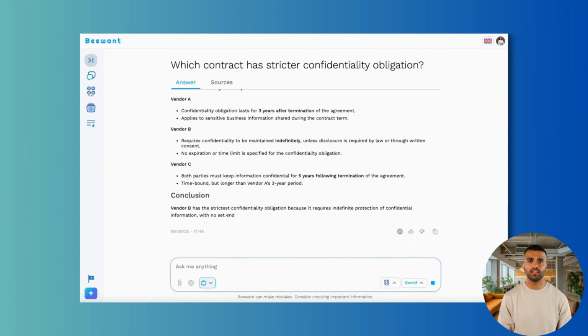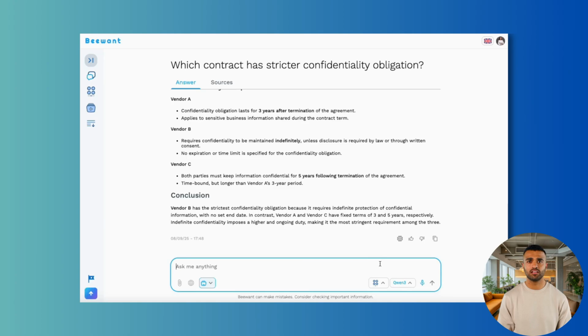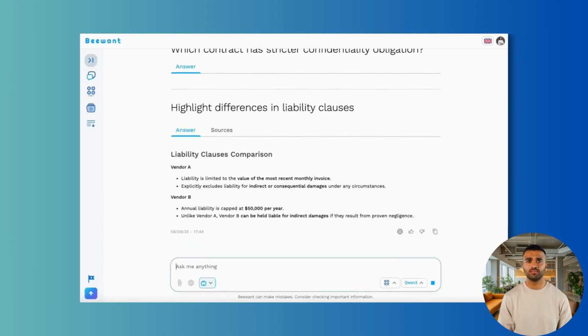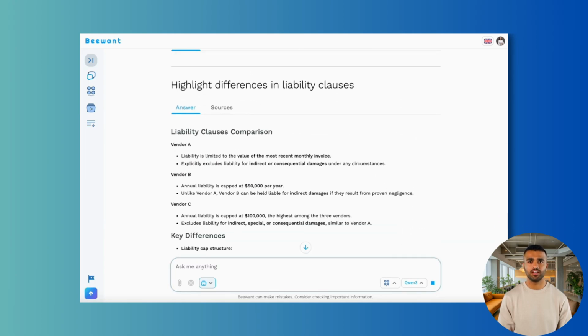Of course, liability is always a make-or-break clause. So I asked, highlight differences in liability clauses. Vendor A capped liability at the contract value, Vendor B had broader uncapped terms, and Vendor C introduced shared liability depending on the type of breach. That gave me a much clearer view of the risk exposure with each option.